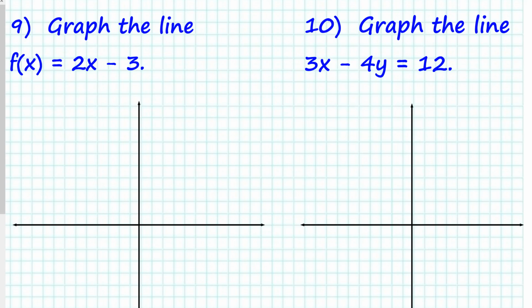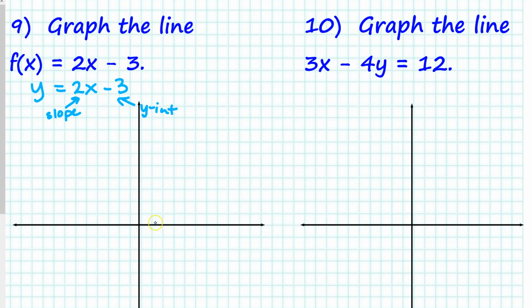Okay, graph the line f of x equals 2x minus 3. Notice I'm using function notation. That was one of the things that was brought up yesterday. It's the same thing as y equals 2x minus 3. F of x is being used instead of y. So what we can tell is that the slope is 2, and the y-intercept has a y-coordinate of negative 3.